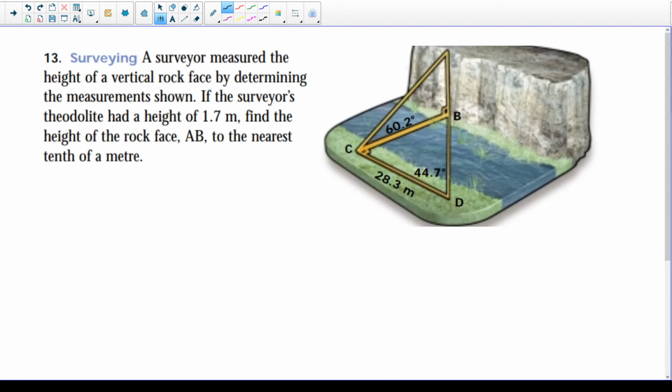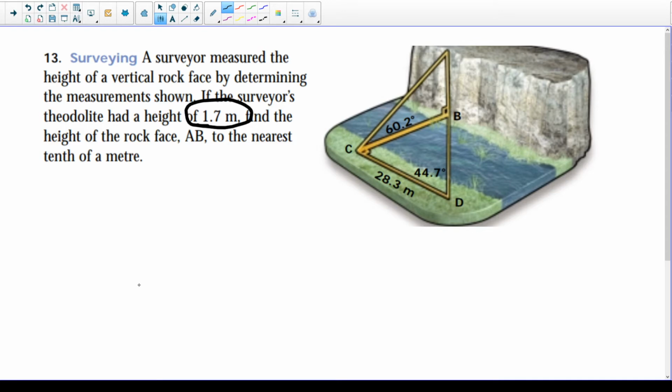Now we get to question 13. So this is one of those questions where it's a three-dimensional picture. I'm not going to read through the whole thing just to save us a little bit of time, but they do tell us that the surveyor's theodolite has a height of 1.7 meters. So please remind me if I forget that we're going to have to deal with that 1.7 meters at the end. But all the measurements are given in the picture, and because the picture is given, it's quite easy to see, I hope, the three-dimensional nature of this diagram.